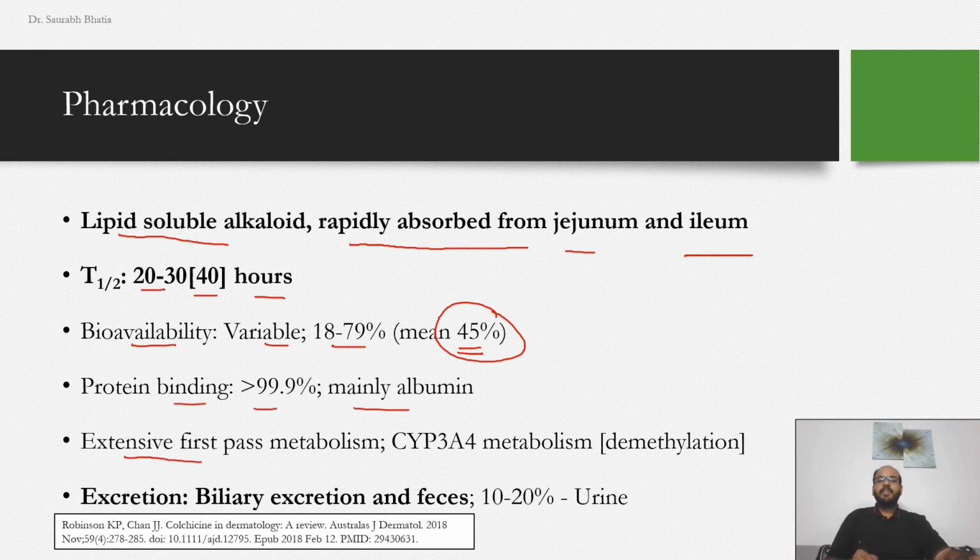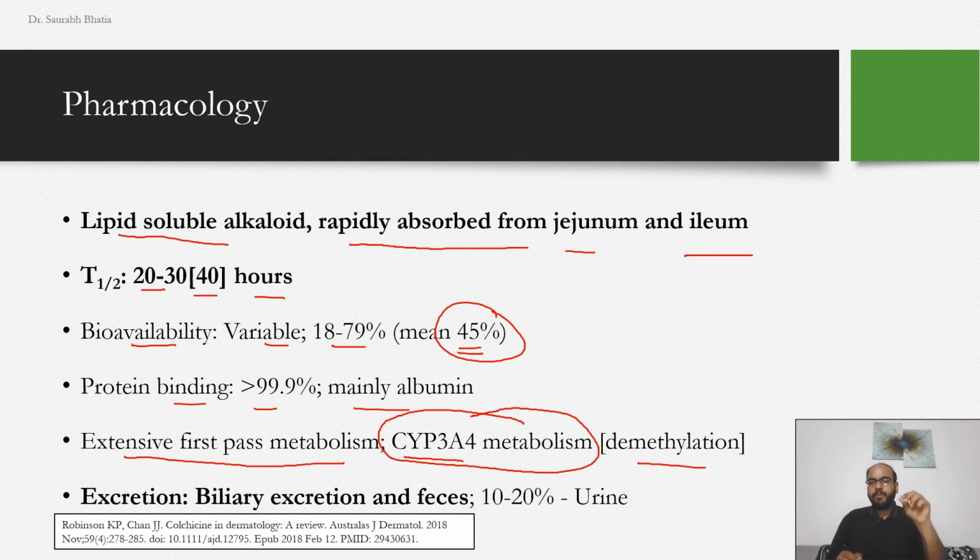The drug undergoes extensive first pass metabolism, and the metabolism is via the CYP3A4 enzyme by the process of demethylation. Just remember that the CYP group of enzymes, mainly CYP3A4, is essential for the metabolism, and all the inhibitors of CYP3A4 will lead to an increase in levels of colchicine, leading to more toxicity. Okay, and all the inducers of CYP3A4 will decrease the levels, leading to less therapeutic effect.